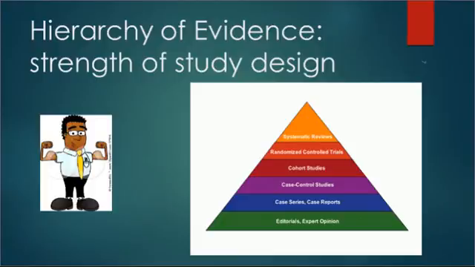Other descriptive studies can be found at the base of this hierarchy of evidence pyramid. With this pyramid, which we'll be showing you a few times this semester, the weakest evidence is at the bottom and the strongest evidence is at the top. So if we start at the bottom and look at descriptive type studies, of course there's expert opinion or editorials, but there's also case series and case reports. So let's talk about those.